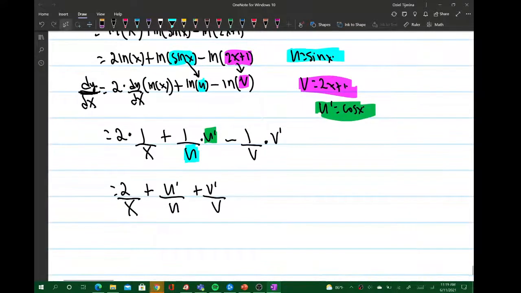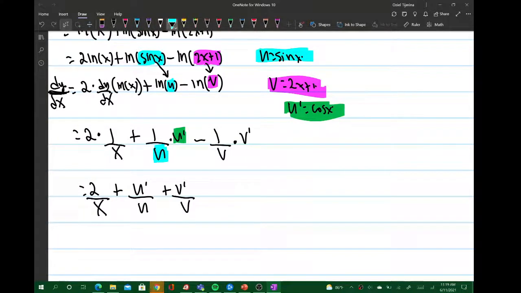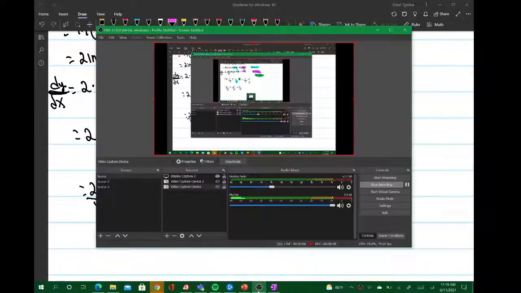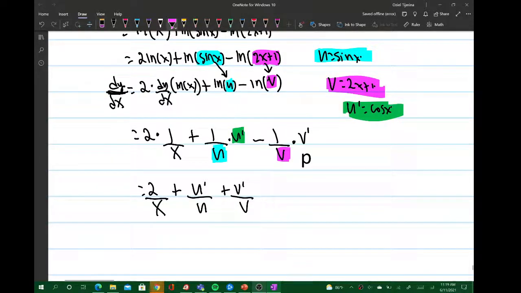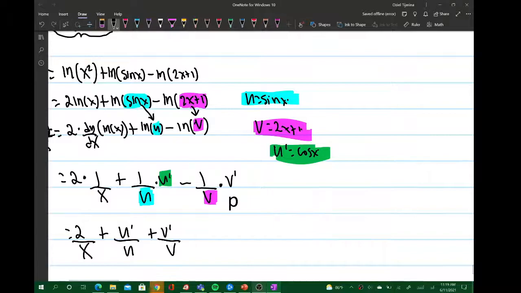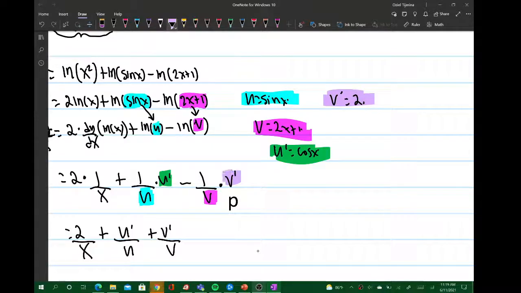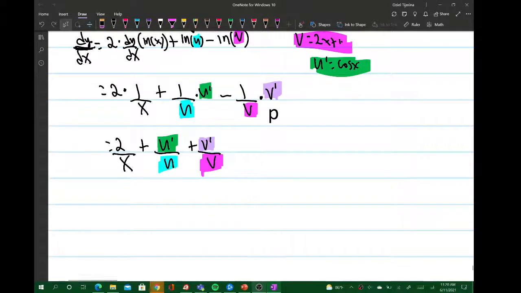And then v prime, so v is the pink one, so we have this part is v, and then v prime, if we write v prime, is just 2, right? So we can say that v prime is this one here, right? So really we have something like this. Hold on. So we're going to have something like that, right?